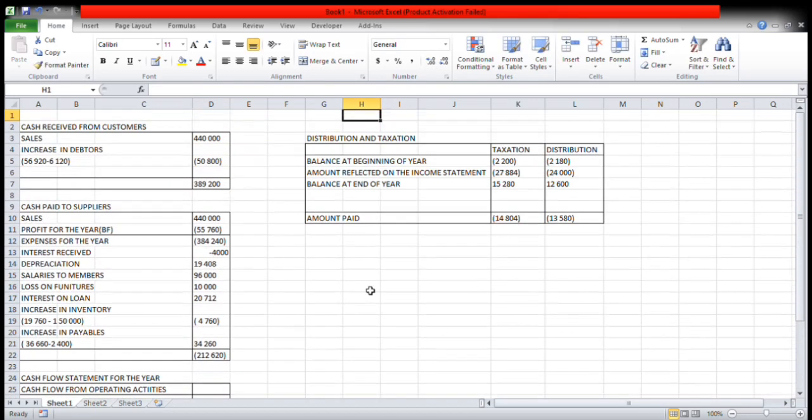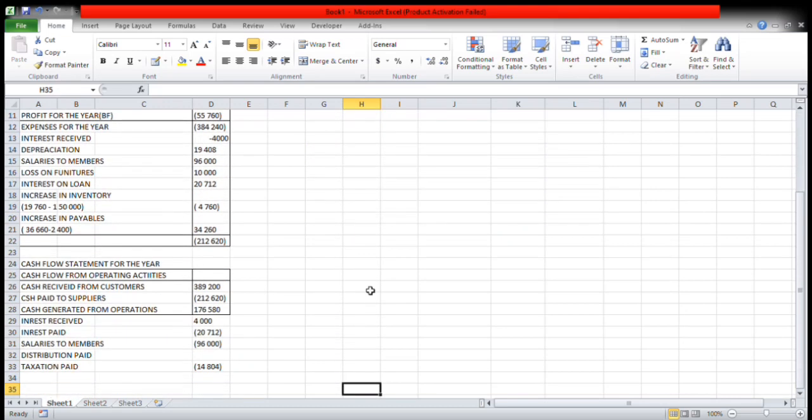So the distribution paid is how much? 13,580 inside the bracket. So we are done with the cash flow from operating activities. So I can grab my pen right now and draw something like this to show that we are done.